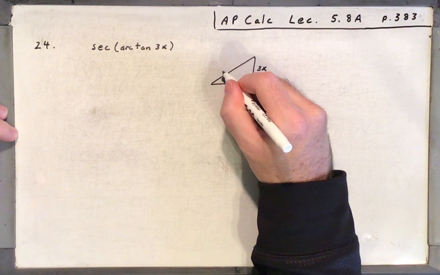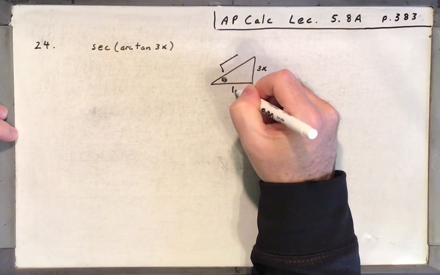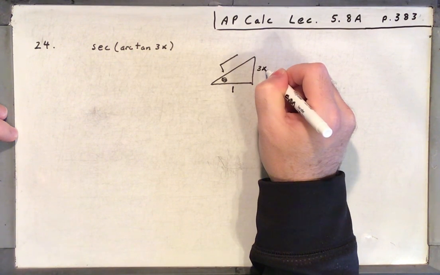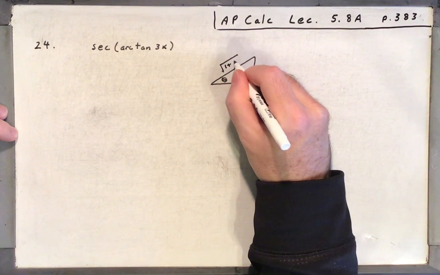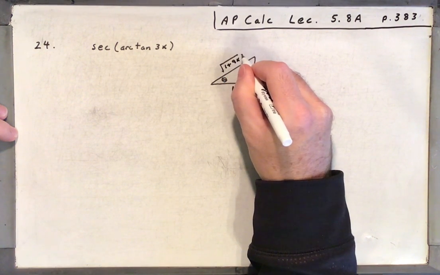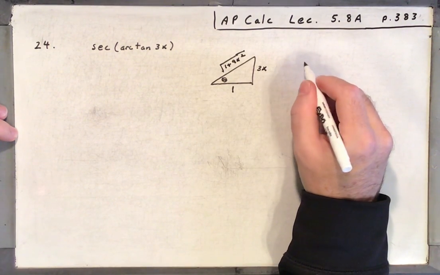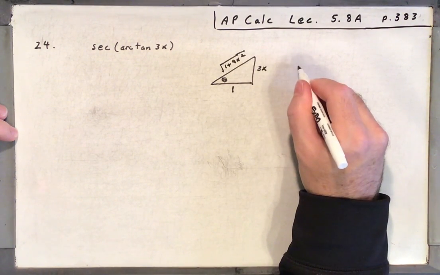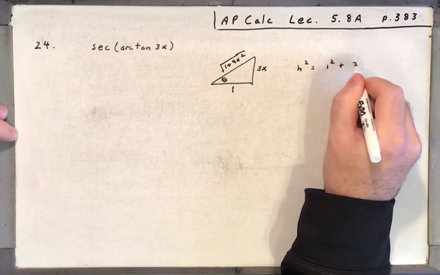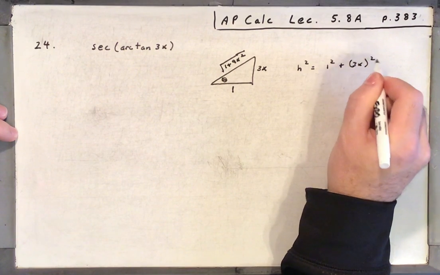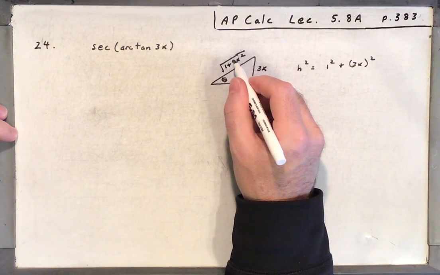So this would be the square root of 1 squared, which is just 1, plus 3x all squared, right? That'd be 9x squared. So 1 plus 9x squared. All right, again, that's just hypotenuse squared is equal to 1 squared plus 3x all squared. So that's where you get that 1 plus 9x squared.